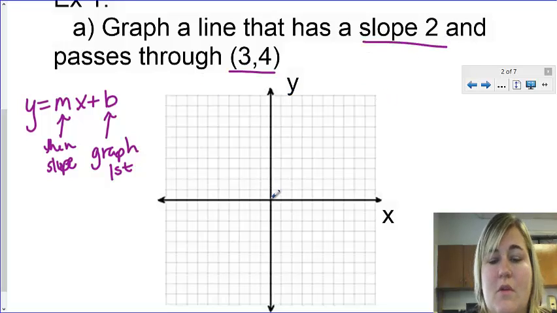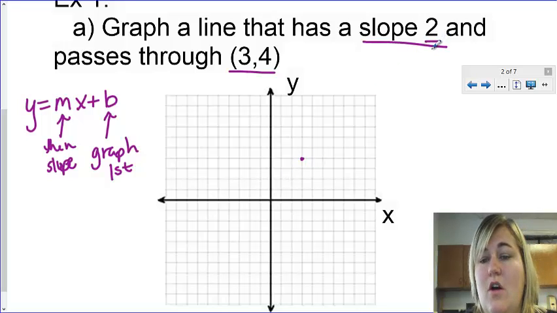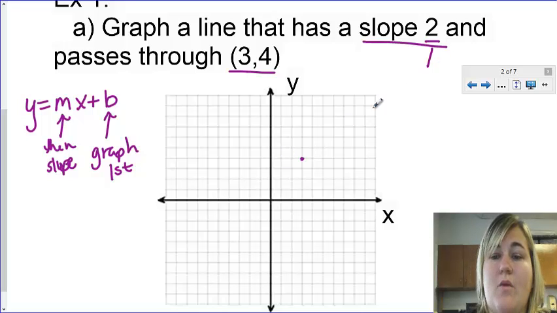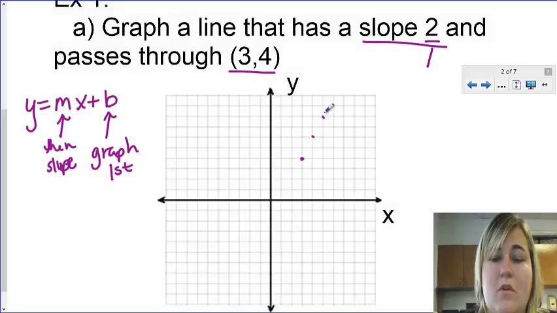So (3, 4), I'm going to go over 3 to the right, 1, 2, 3, and up 4, 1, 2, 3, 4. So this is my first point. My slope is 2, which is 2 over 1. Slope is always rise over run, so I'm going to rise 2, run 1. Rise 2, run 1. I could also fall 2 and then go left 1 because negative over negative gives me a positive.